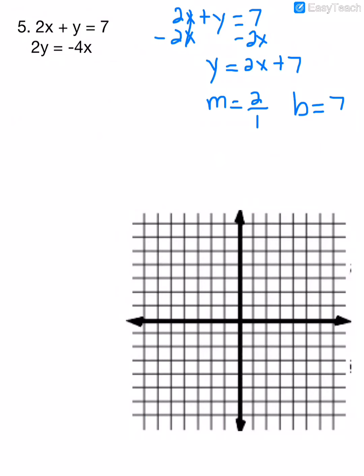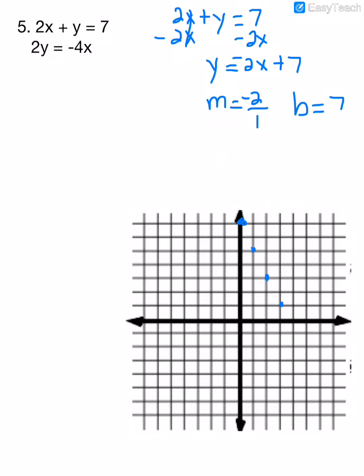Okay, I messed that up. This was a negative 2x, so that should be negative 2. Alright, so my slope is a negative 2. My y-intercept is still 7, so I'll go up 1, 2, 3, 4, 5, 6, 7. And then my slope is negative 2 over 1, so I can go down 2 and to the right 1, down 2, to the right 1.